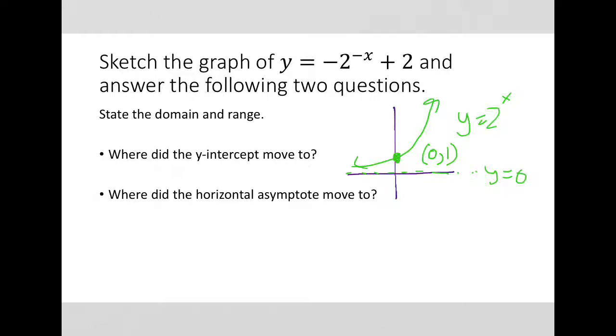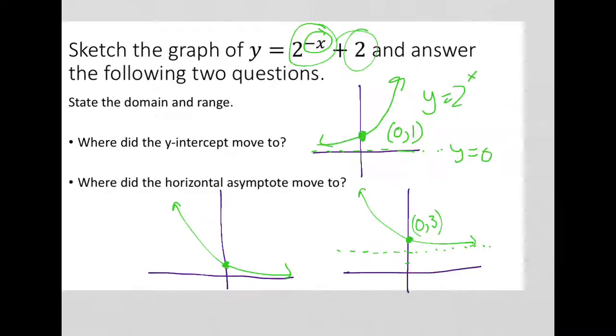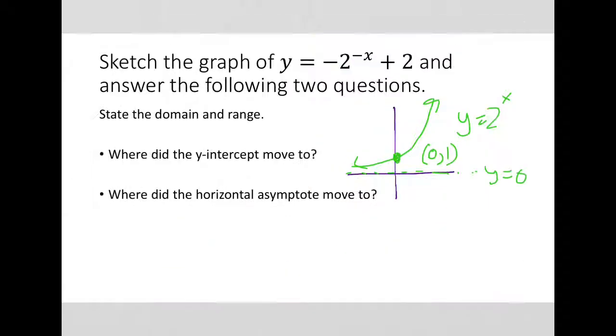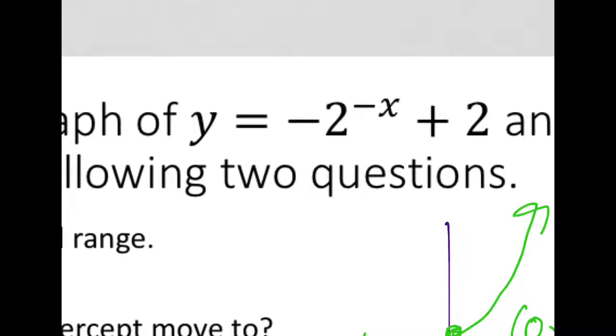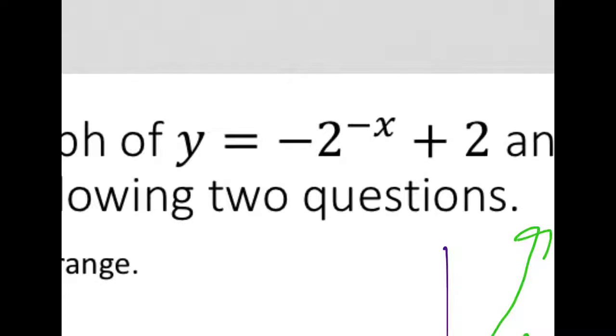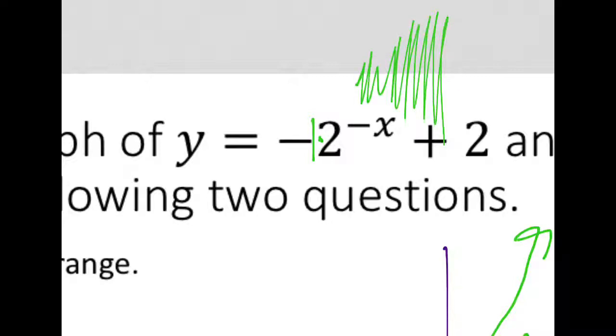Y equals negative 2 to the power of negative x plus 2. First off, this is pretty similar to the last one. Notice the only difference is I have a negative out front. Now, don't be confused here. You need to think of this as 2 to the power of negative x with a negative out front. Order of operations says exponents before multiplication. That negative out front is really like negative 1 times 2 to the power of negative x. So you have to do that 2 to the power of negative x first. Otherwise, you'll end up with a crazy graph that looks like that on your calculator.